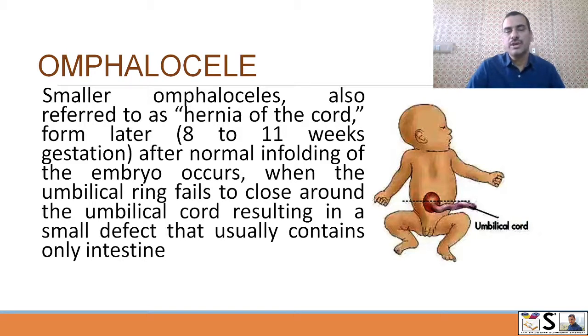Smaller omphalocele, also known as hernia of the cord, forms at a later stage of fetal life, that is in the 8th to 11th week of gestation, after normal infolding of the embryo, when the umbilical ring fails to close around the umbilical cord, resulting in a small defect that usually contains only a part of the intestine, like this.